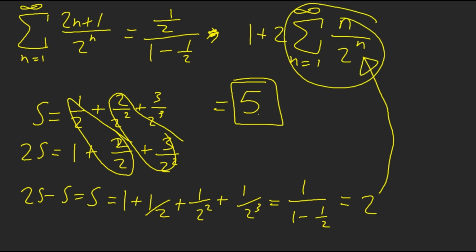Times 2 plus 1, you get 5. Okay? Another intimidating looking integral again. Don't be intimidated, just go straight to summation. Just go straight into summation.